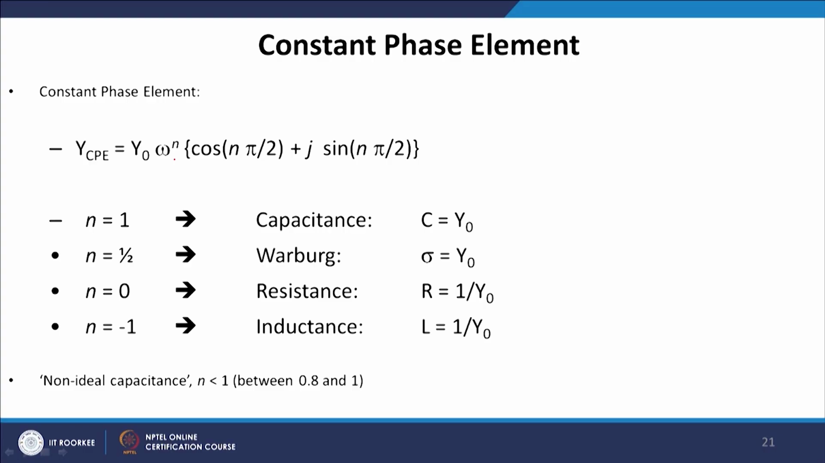So, the constant phase element admittance Y_CPE is Y0 ω^n (cos(nπ/2) + j sin(nπ/2)). Now, for n equal to 1, capacitance C is equal to Y0. For n equal to 0, we have seen it is resistance, R equal to 1/Y0. For n equal to half, it is Warburg, so sigma is equal to Y0. And for n equal to minus 1, it is inductance, L equal to 1/Y0. Non-ideal capacitance has n less than 1, between 0.8 and 1.